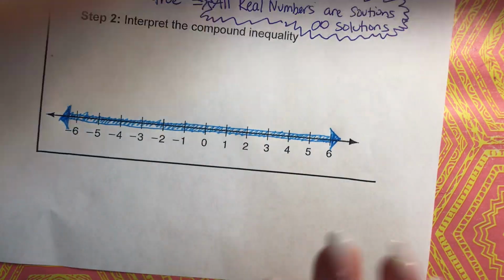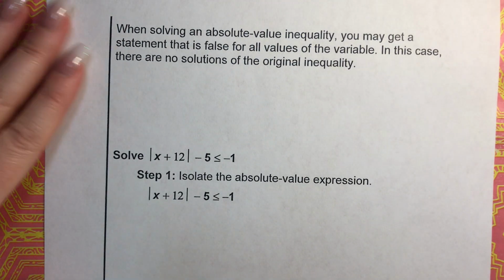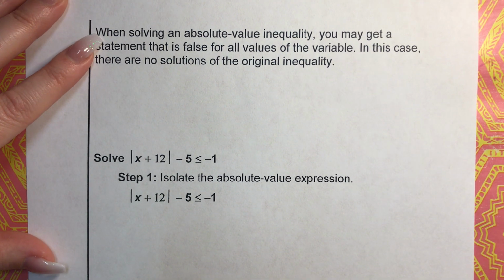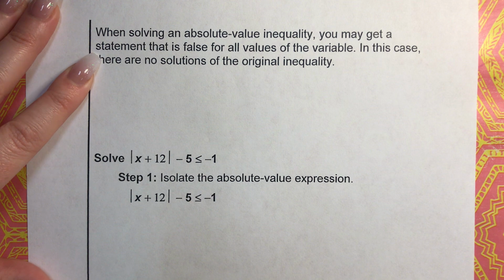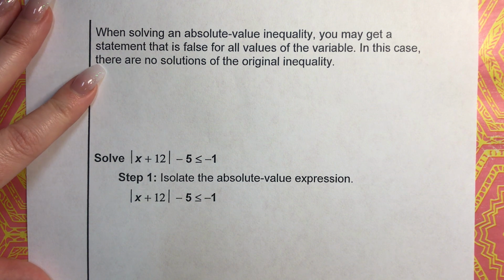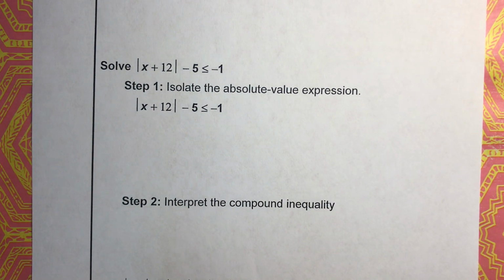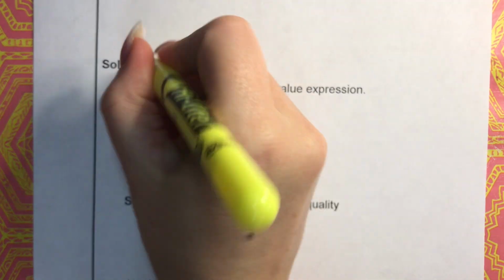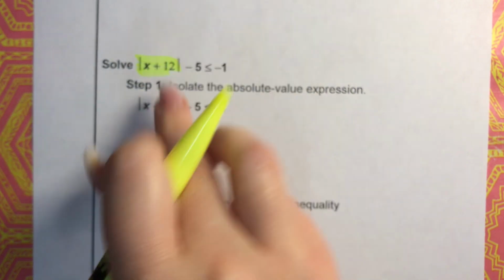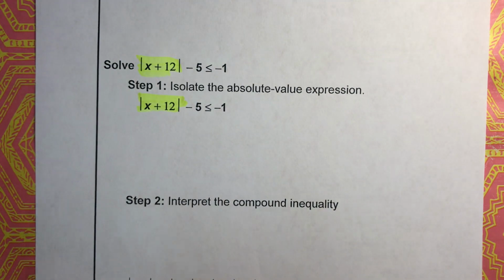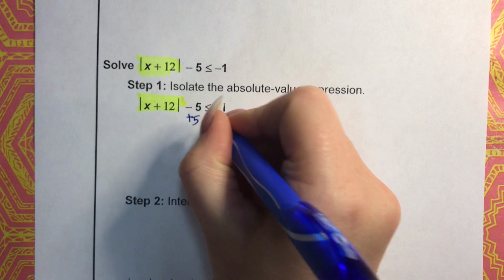Okay, let's look at the next one. This says, when solving an absolute value inequality, you may get a statement that is false for all values of the variable. In this case, there are no solutions of the original inequality. All right, so let's look at this next example. Okay, we have this absolute value expression. Is it by itself? It is not. We have to get rid of this negative 5, right? So we have to isolate the absolute value expression. Let's go ahead and do that by adding 5 to both sides.